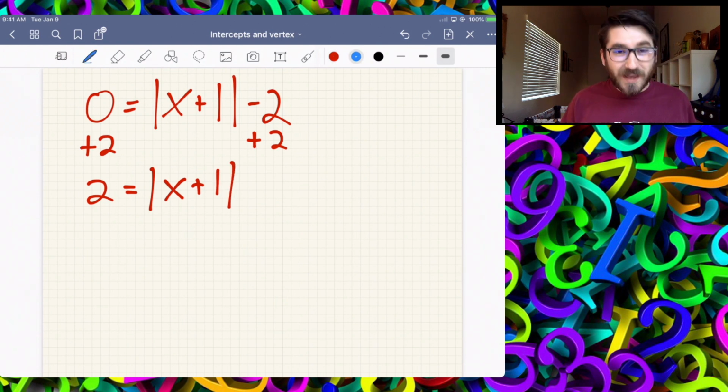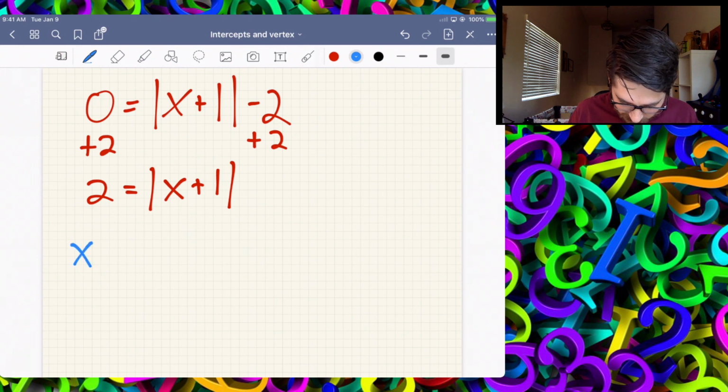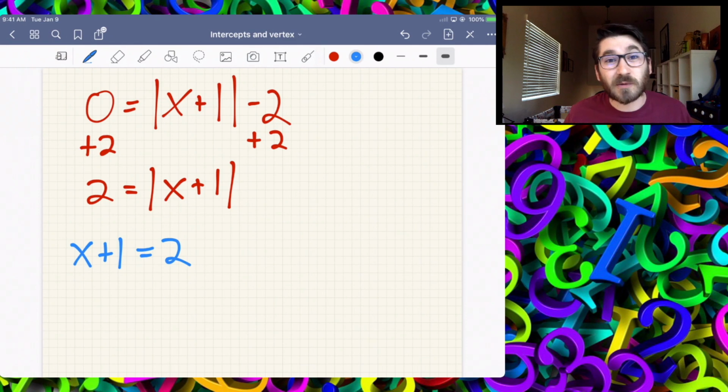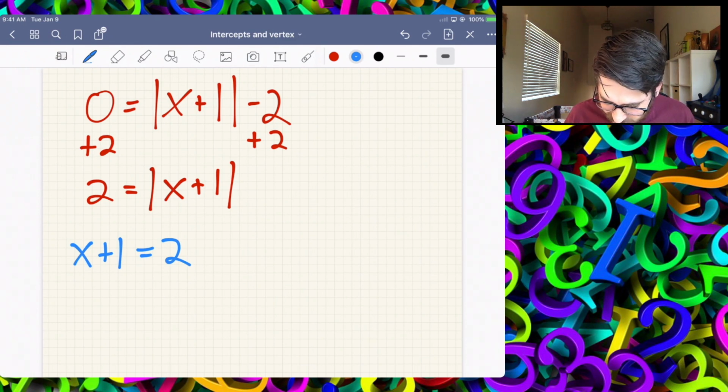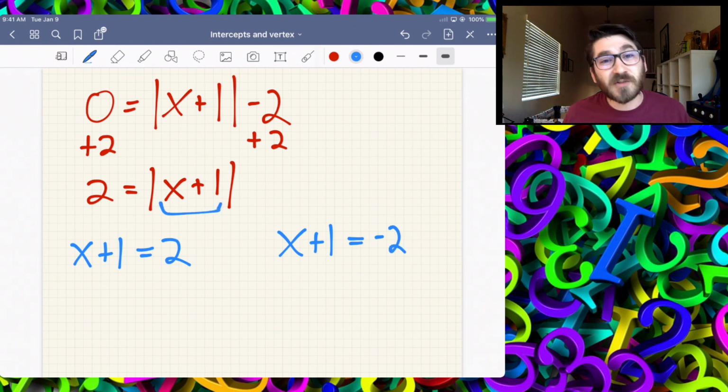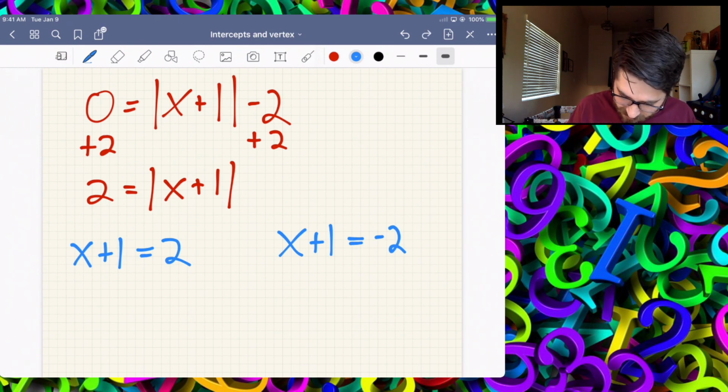And now we have to split our equation into 2 parts, because this absolute value can equal 2, or it can equal negative 2. So let's see that. X plus 1 can equal 2, because the absolute value of that would still equal a positive 2. And x plus 1 could equal negative 2. And that's because what's in here can also be a negative number and still come out to be a positive 2. So we're going to solve these separately.